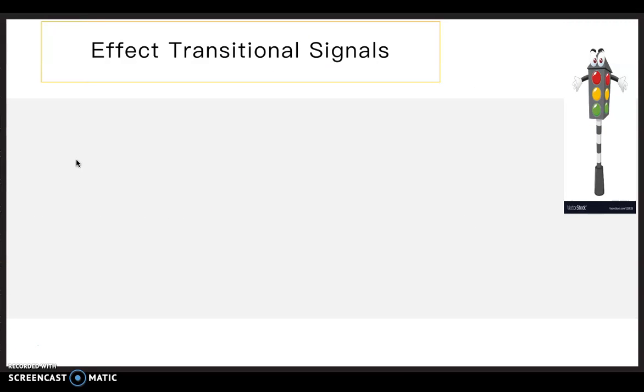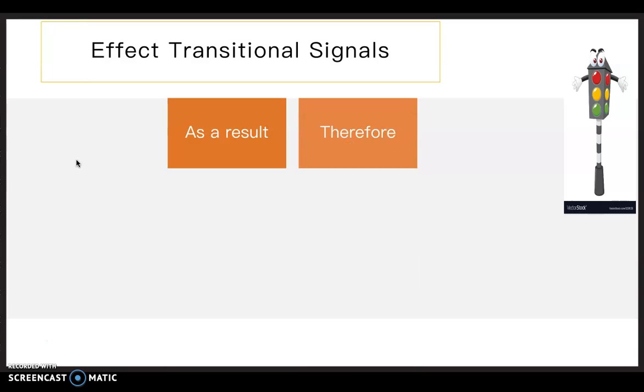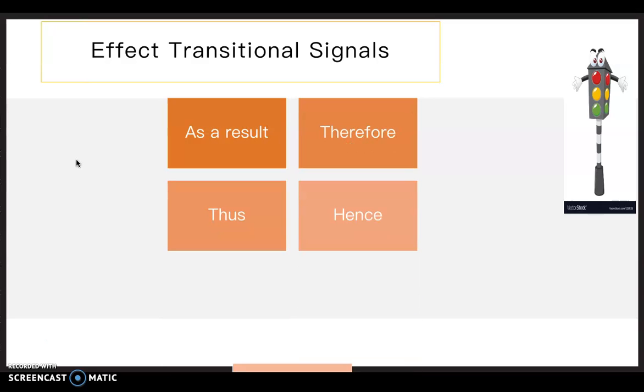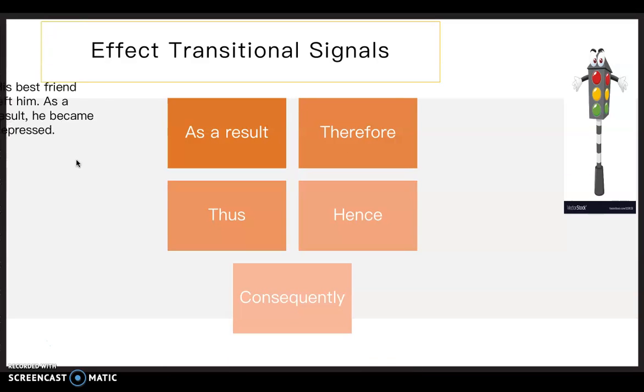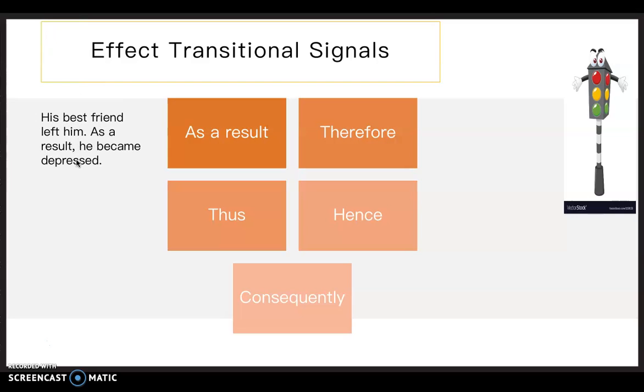Now I will give more examples of effect transition signals that strengthen your essay. The first one is as a result, and then therefore, thus, hence, consequently. So for example, his best friend left him. As a result, he became depressed. The cause is the best friend leaving. The effect is the boy becoming depressed.